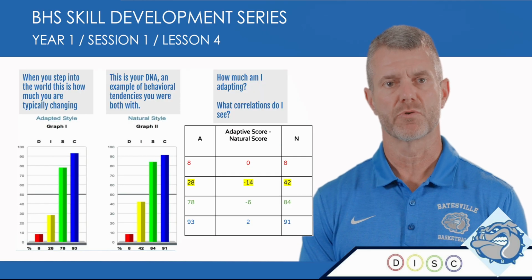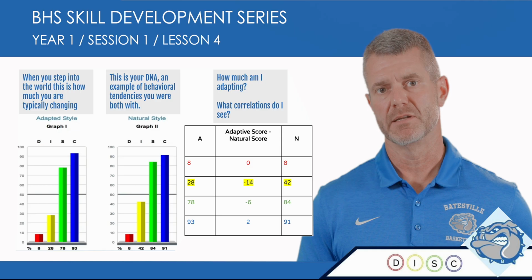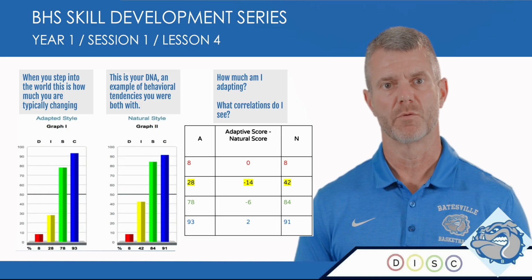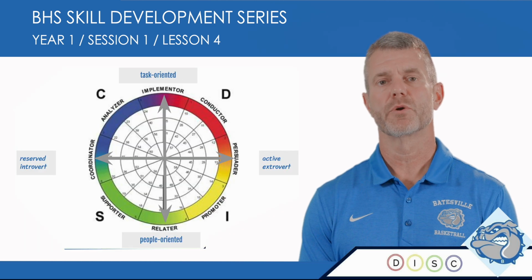We've talked about our natural style and our adaptive style, and we've done the math here. How much am I adapting in different environments? What does my natural type of DNA tell me about my observable behavior? And then how much am I adapting in different situations? We've also started with the DISC wheel.